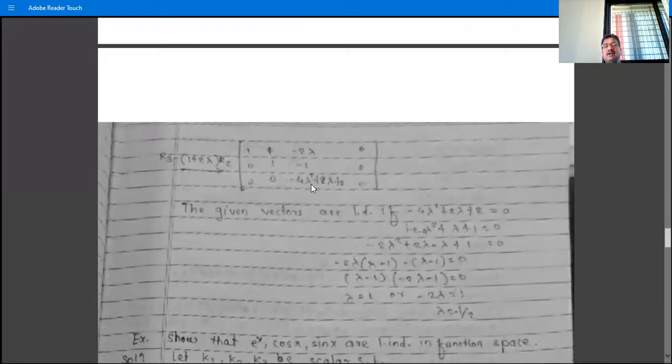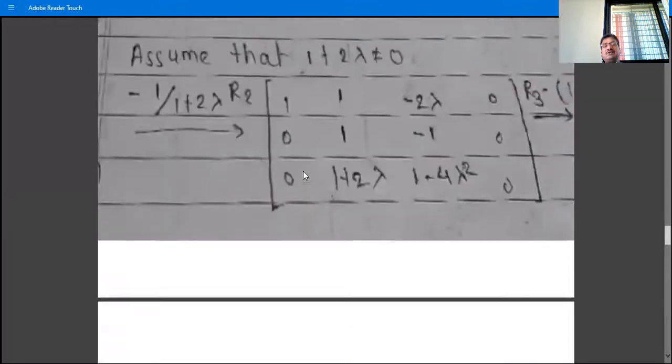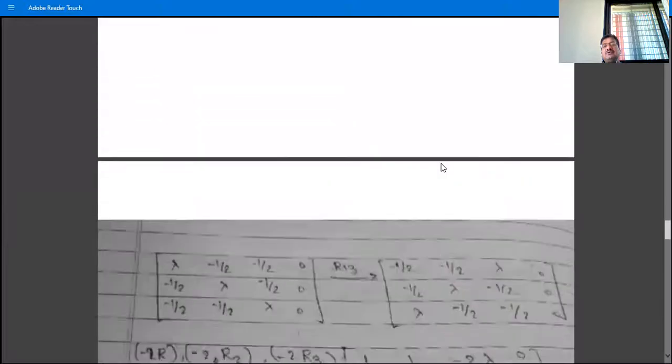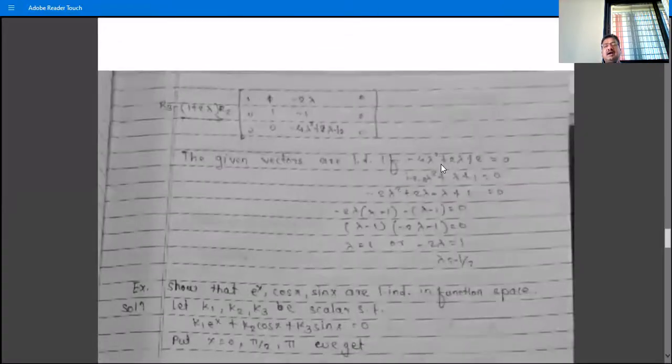So from this matrix, we observe that the rank of A is equal to 3 if this quantity is not equal to 0. But if this quantity is equal to 0, then the rank of A becomes 2, which is strictly less than the number of unknowns, 3. In that case the system has a non-trivial solution, meaning K1, K2, K3 are not all 0. Then the given vectors V1, V2, V3 are linearly dependent.